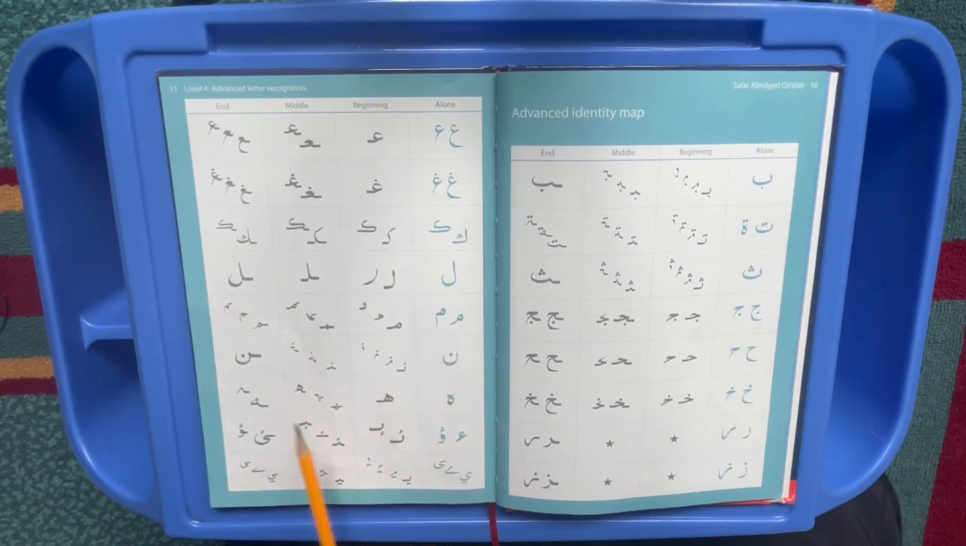Then we have the letters noon, we have hamza and waw, and then we have the letter ya. Ya, which is very easily able to be identified with two dots always being at the bottom.